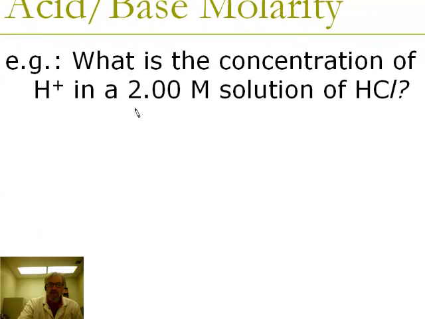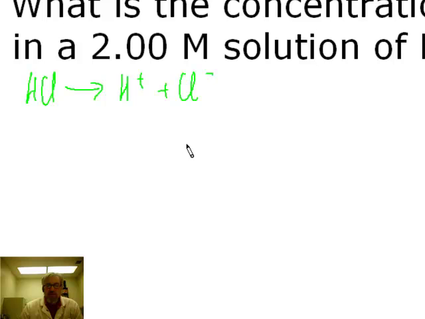What's the concentration of H plus ions in a 2.00 molar solution of HCl? Well, if I look at what happens to HCl when I put it in water, because it's a strong acid, it splits up completely to give me H plus and Cl minus. Because the stoichiometry is 1-to-1 between HCl and H plus, if I have a 2.00 molar solution of HCl, I will also have a 2.00 molar solution of H plus.